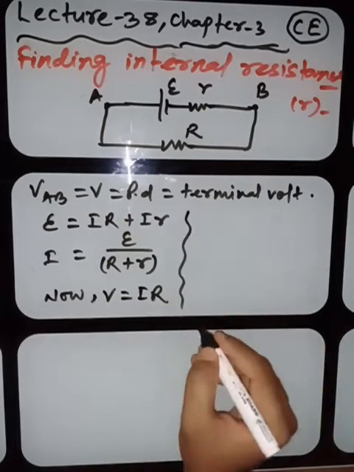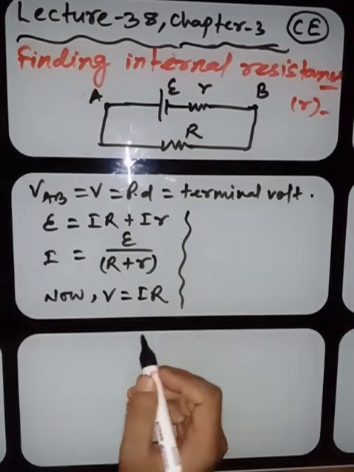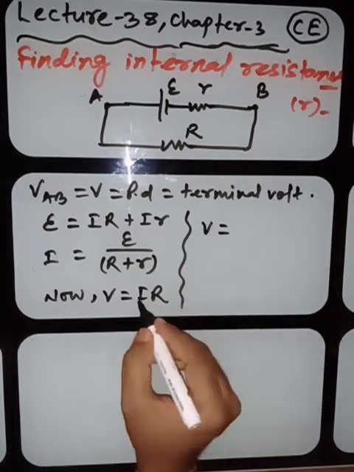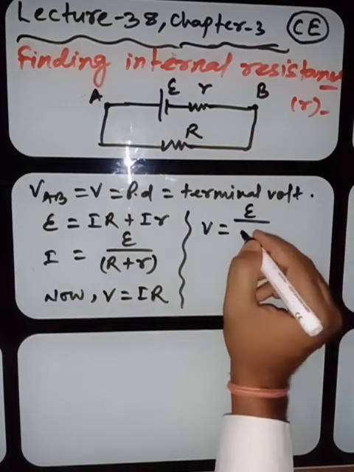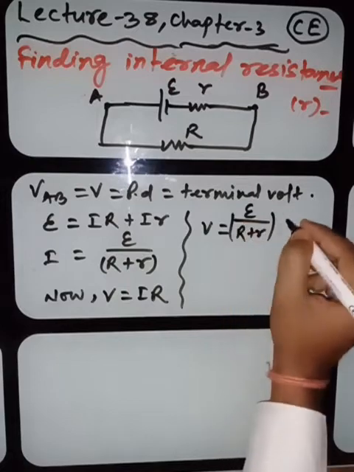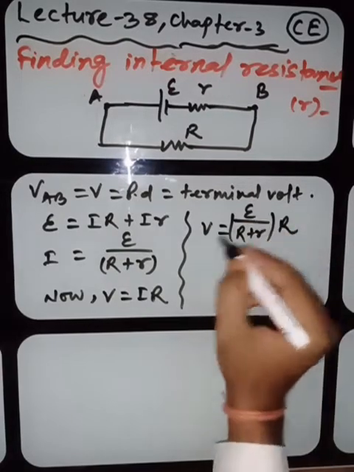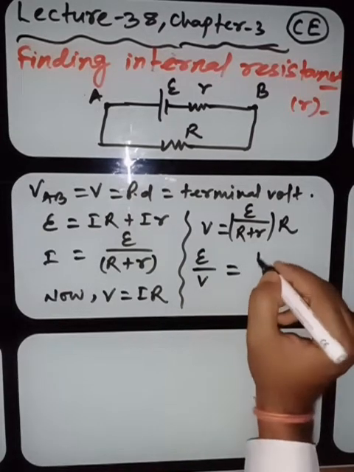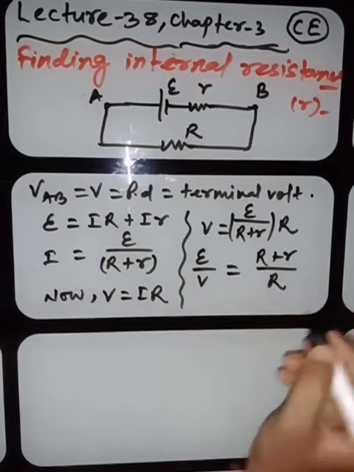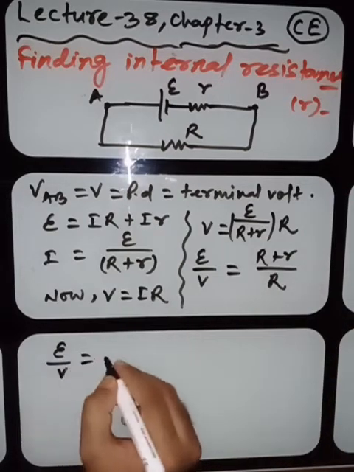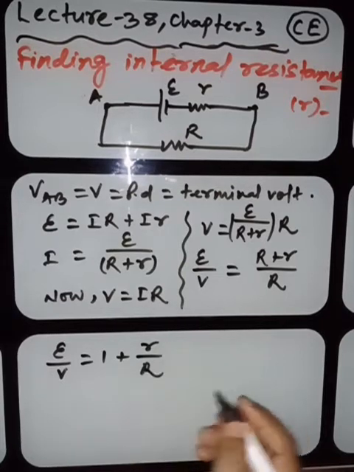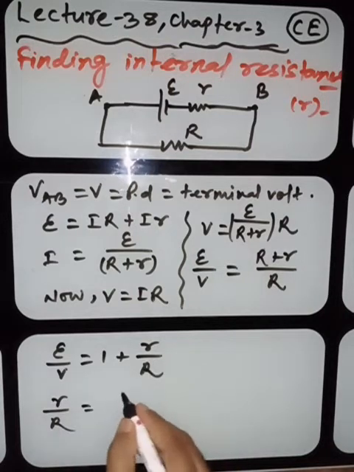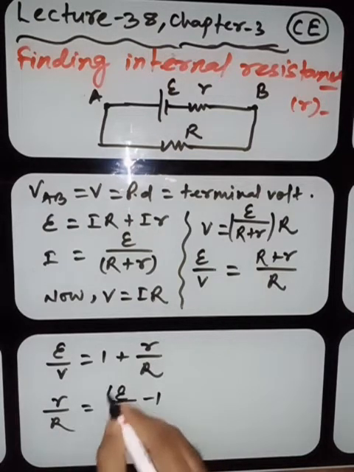V, that is using Ohm's law, V equals IR, and this V is the terminal voltage. So we can write V is equal to I, which we have calculated as E over (R plus r) into R. So E by V can be written as (R plus r) divided by R, or E by V is equal to 1 plus r by R, or r by R is E by V minus 1.